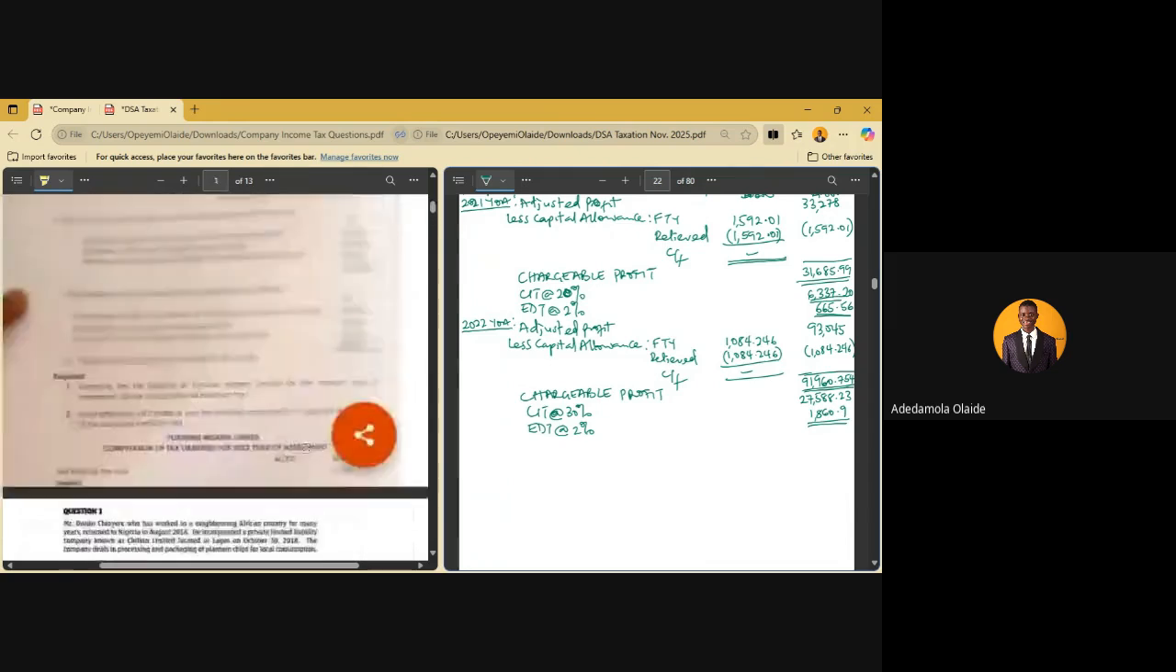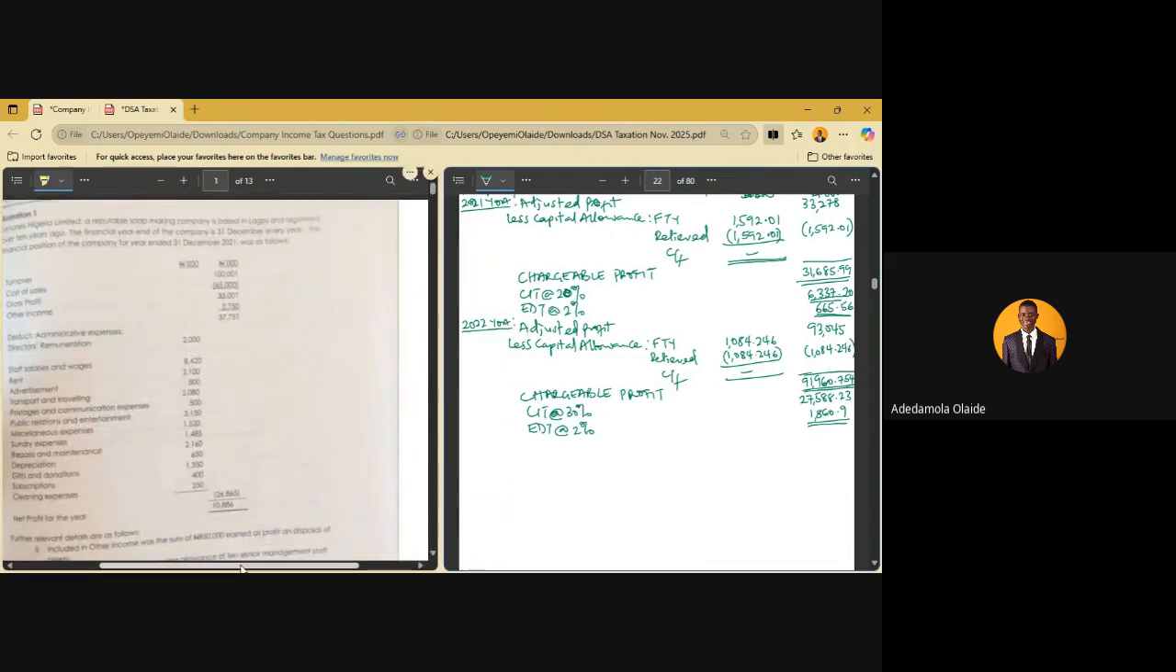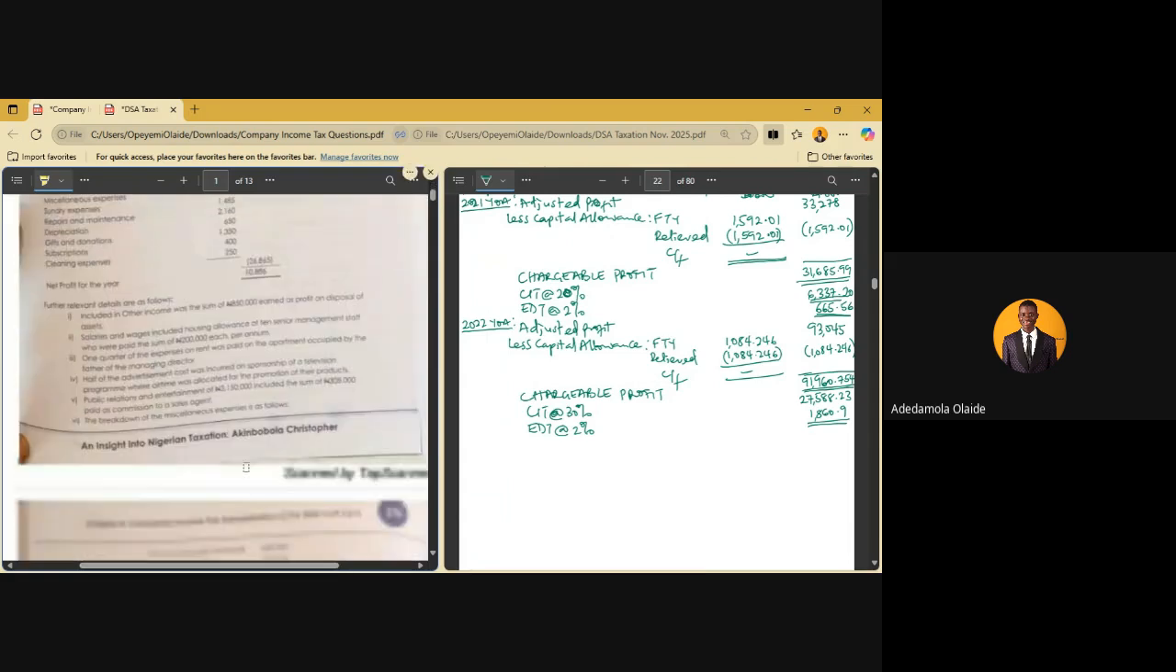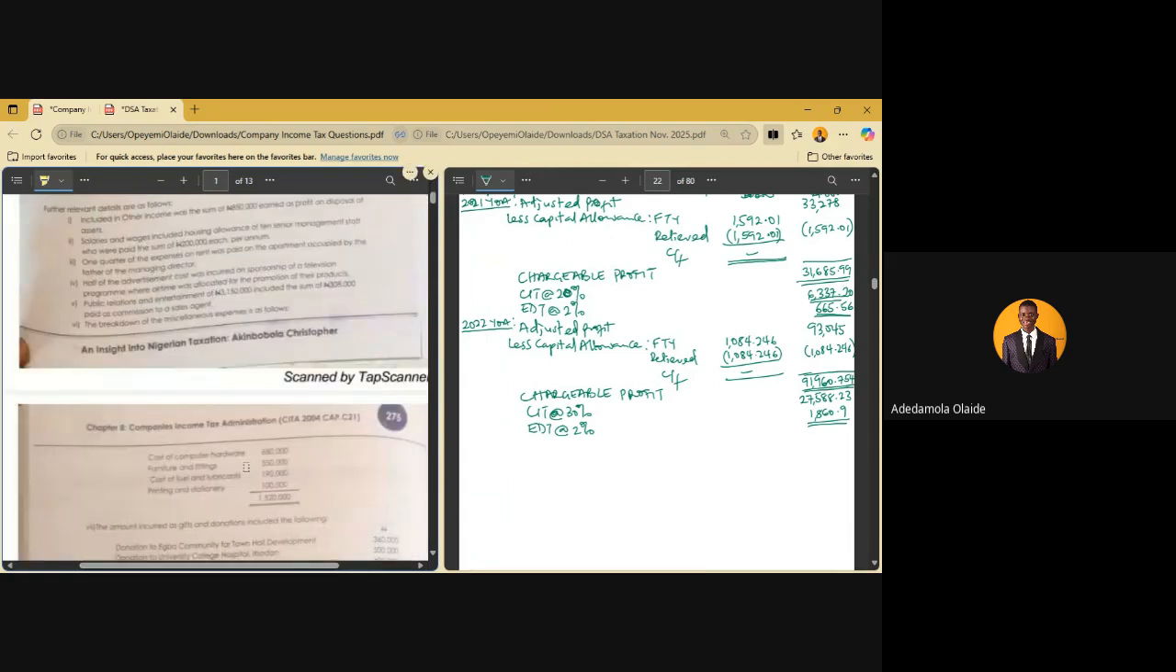So let's look at this. We have Fortune Nigeria Limited, a reputable soap making company based in Lagos and registered over 10 years ago. The financial year end of the company is 31 December every year. The financial position of the company for year ended 31 December 2021 was as follows. We have all of this. We have included further relevant details as follows.